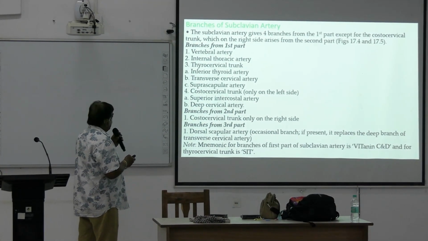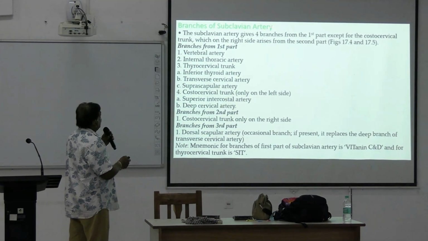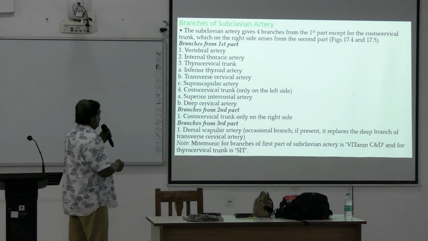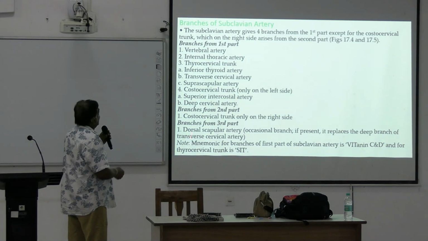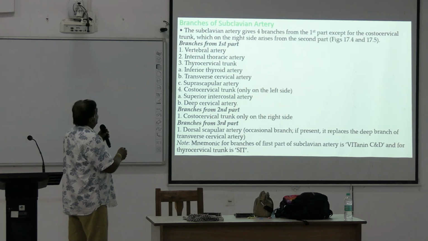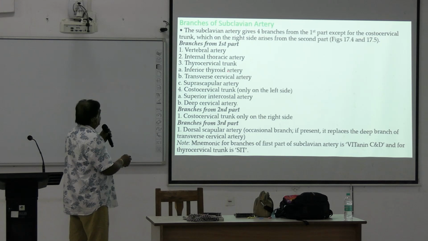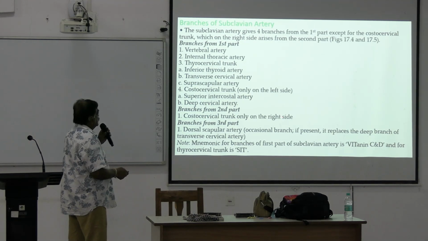Now, these are the branches of the subclavian artery. You have to read it yourself. These are the branches of the first part: vertebral artery, internal thoracic artery, thyrocervical trunk, inferior thyroid artery, transverse cervical artery, suprascapular artery, and costocervical trunk only on the left side, with superior intercostal artery and deep cervical artery.